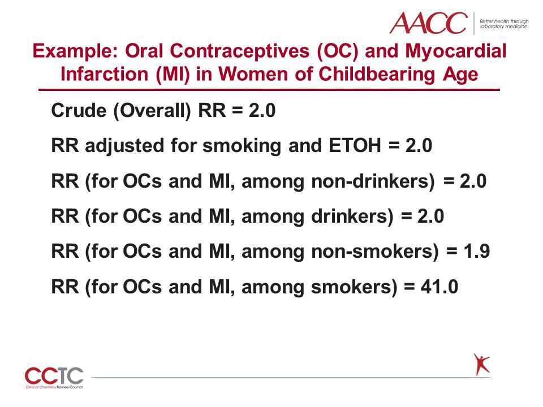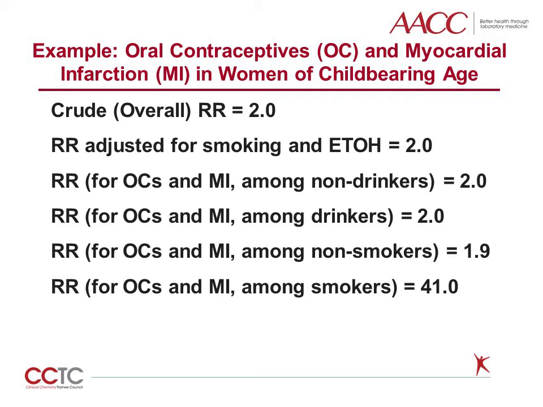But then I say, let's look at it now among non-smokers and smokers. And we note that the relative risk for the pill, oral contraceptives and MI, is about 2, 1.9 if you don't smoke. That's fine, just the same. But if you are smoking, then you have a 41-fold increased risk of developing a myocardial infarction if you are a woman of childbearing age who uses the pill.